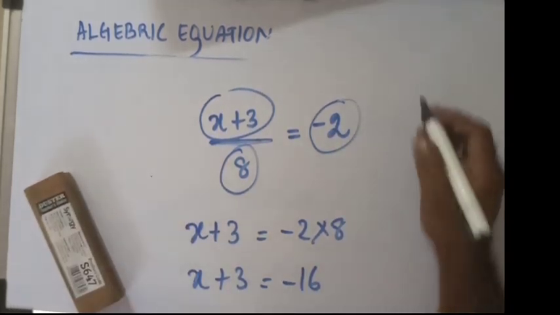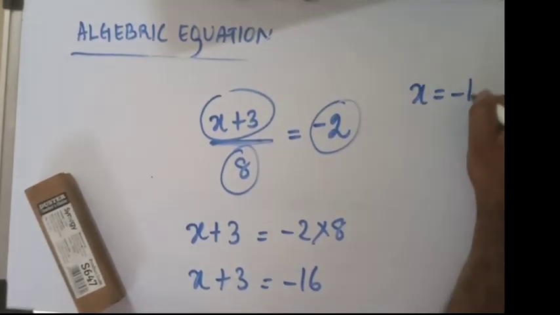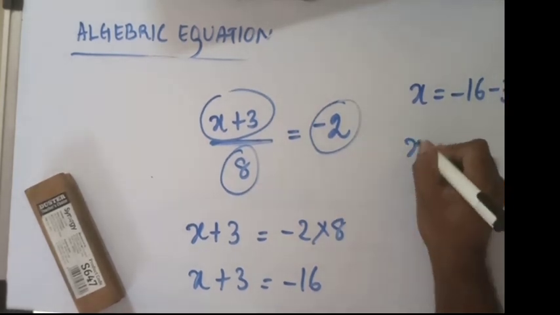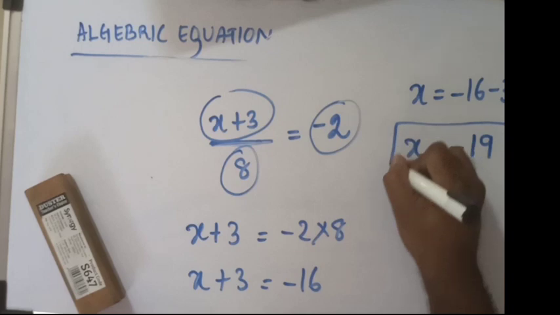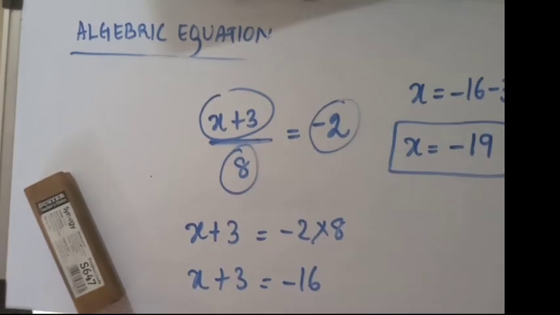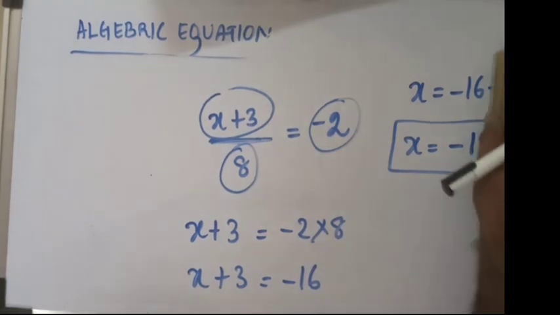Now plus 3 goes to the right hand side. What happens? It becomes minus 3. So x is equal to minus 19.